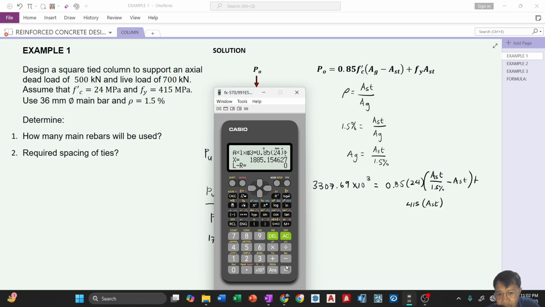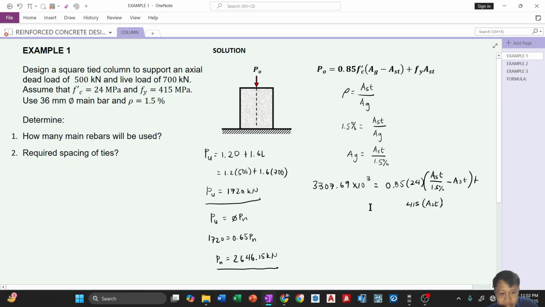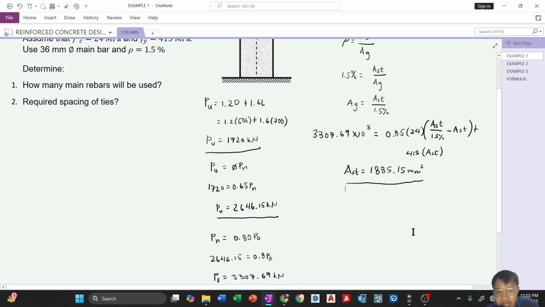Okay, so we get area of steel 1885.15 mm square. Okay, rewrite lang natin dito. The area of the steel is equal to 1885.15 mm square. Okay? This is the area of the reinforcement. However, hindi pa to yung tanong. Ilang 36 mm daw ang magkakasya dito sa area ng steel natin.